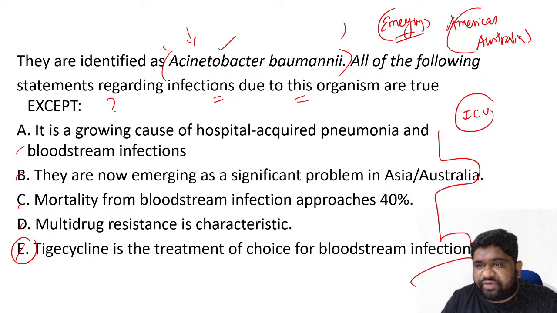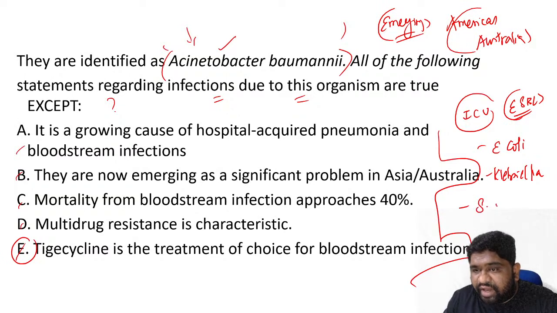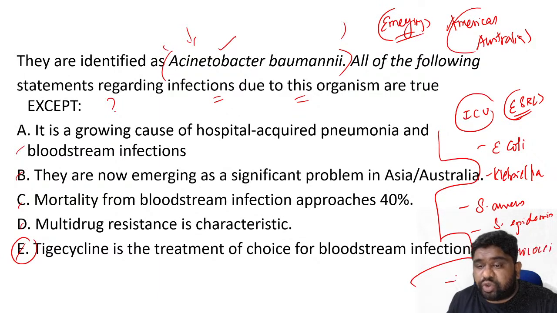Whenever we think of ICU infections, what are the organisms that come to your mind? Point number one, think of E. coli, obviously. Think of Klebsiella. Both these organisms in the ICU will be referred to as ESBL, extended spectrum beta lactamase organisms. Apart from these organisms, you have Staphylococcus aureus, Staphylococcus epidermidis, and other kinds of coagulase negative staphylococci. Then you have to focus on enterococci. Apart from that, you also will focus on Pseudomonas.